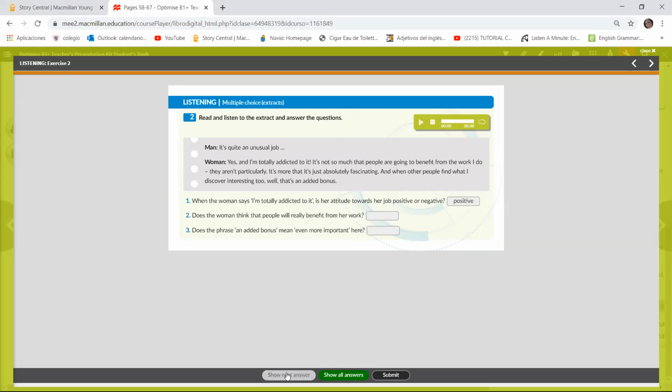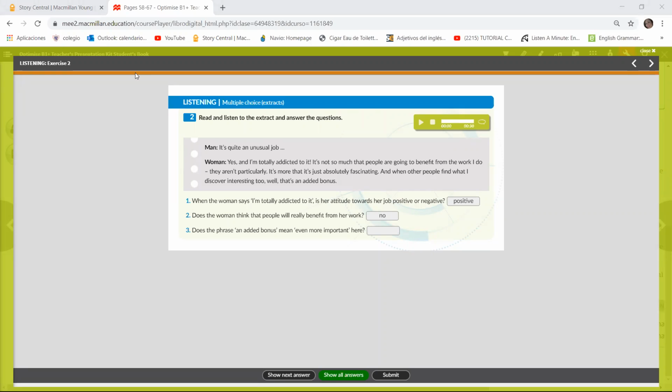Vayan pensando la siguiente, por favor. Mia Sofía, the number 2, does the woman think that people will really benefit from her work? El que tenga la respuesta. If you have the answer. Yes. Okay, we're going to show it is no. No, okay? Now, the next one.